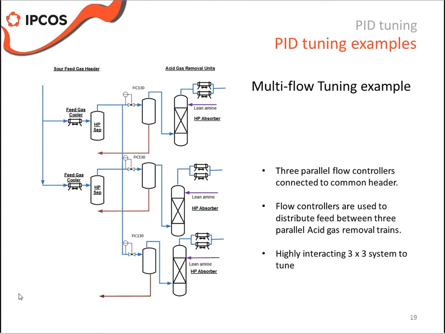My final multivariable PID tuning example is on multi-flow tuning. I think we've all faced these problems. You could have multiple flows on a steam header, a fuel gas network, or hydrogen network. In this case, this was a sour gas header going into an acid gas removal plant, and you had 3 flow controllers effectively on the same pipe. And our objective was to tune these flow controllers and really keep them in automatic, so we could set a flow for each of these acid gas removal plants.